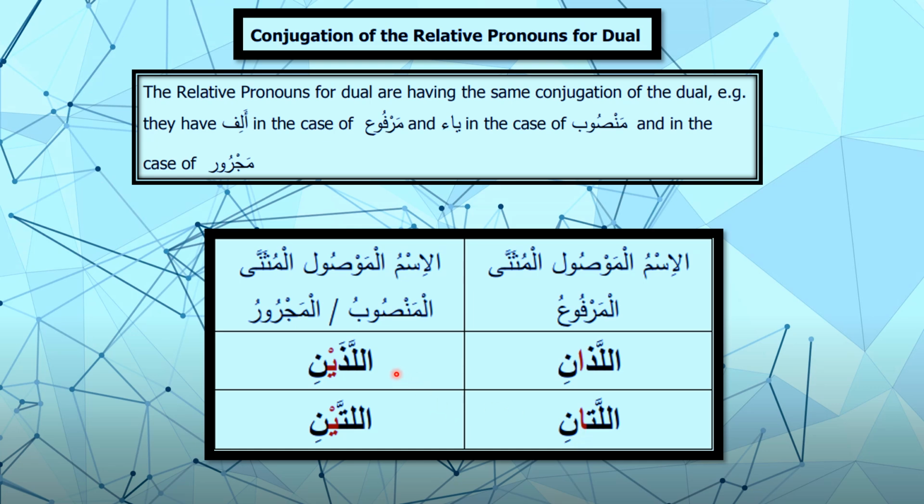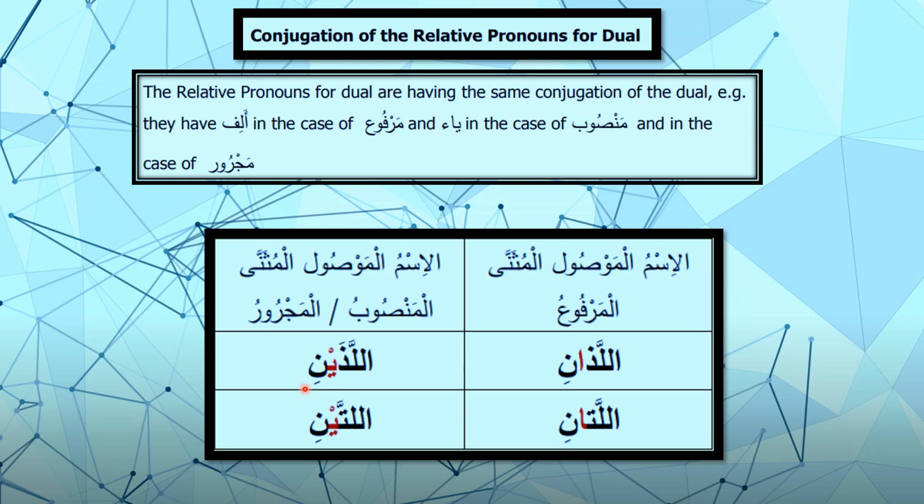Similarly, when it's in mansoob and majroor case, what are the changes that you see? Alladhaini. Now, what is the change? The ya with sukoon and noon with kasra has come. So, the most important is the ya with sukoon. The noon is actually extra.